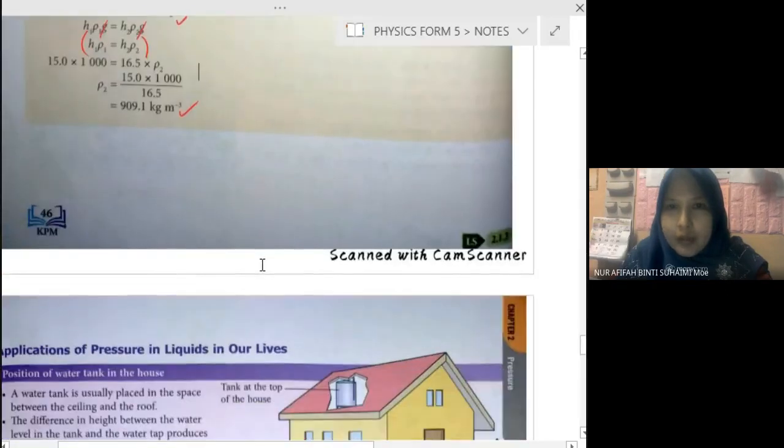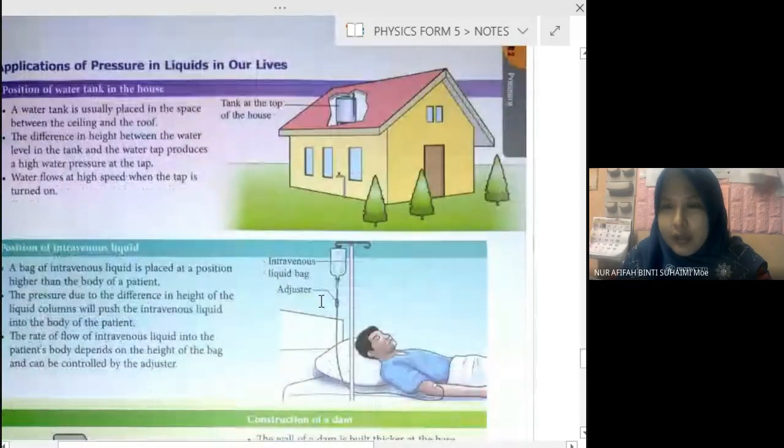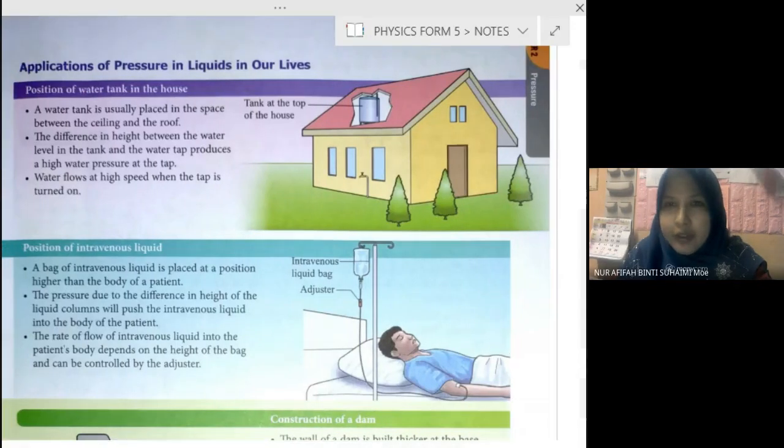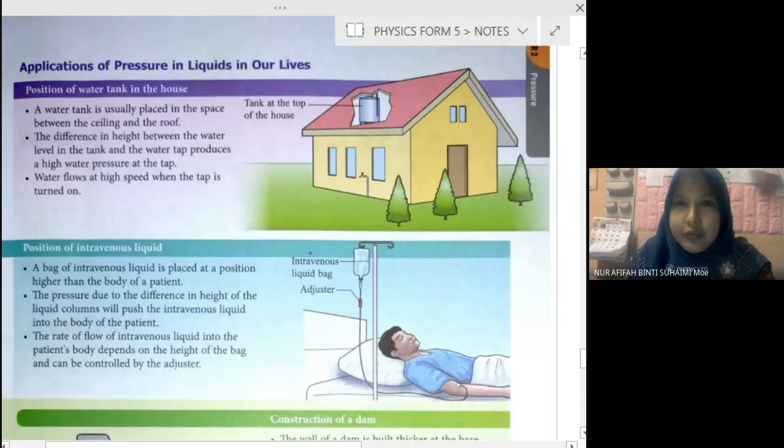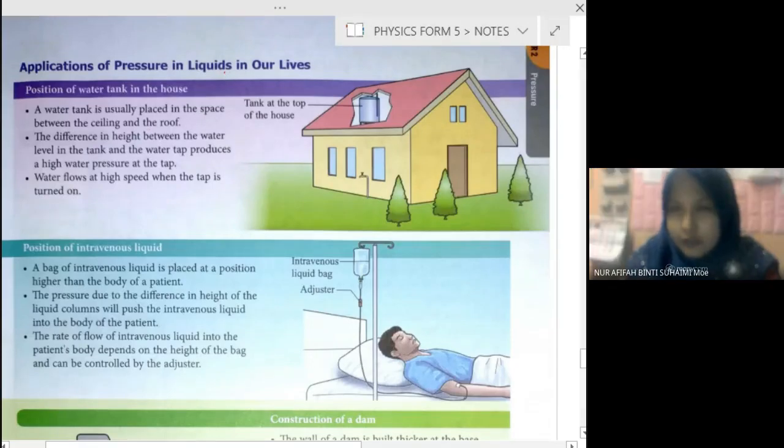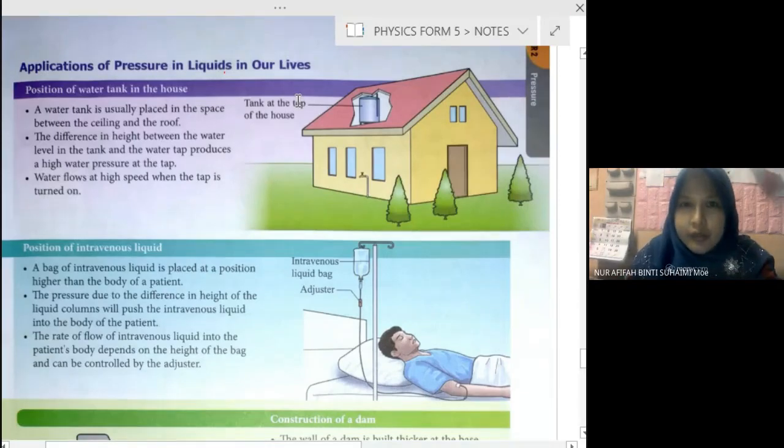Okay. Now applications. Application of pressure in liquid. We place the water tank at a higher place, in the space between the ceiling and the roof, meaning higher position or higher depth. Why? To produce higher pressure, and to make sure that the water flows at high speed when the tap is opened.